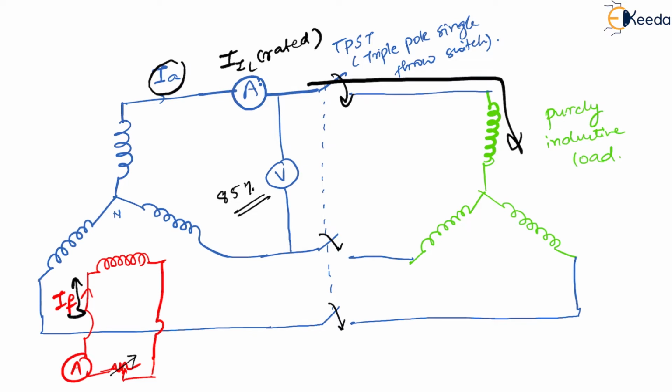Now basically you will be getting readings here. The first reading is the field current reading. The second reading will be this voltage reading, and the third reading that you will get is I_IL rated, correct? So basically you will get only one reading, for the field current, the 85% of the voltage, and this IL rated, correct?